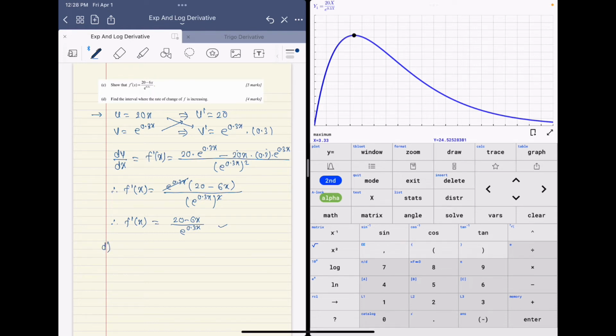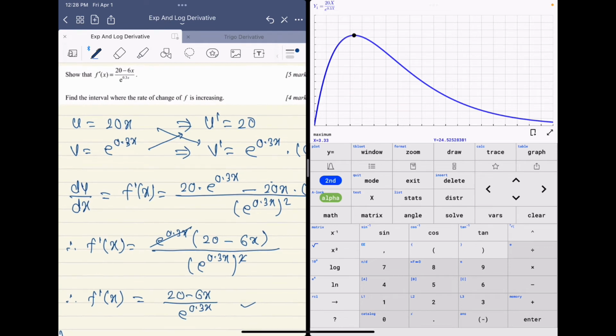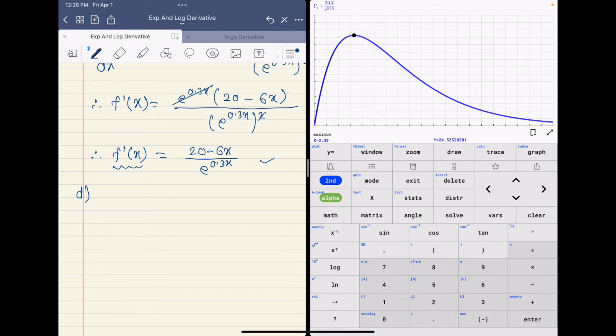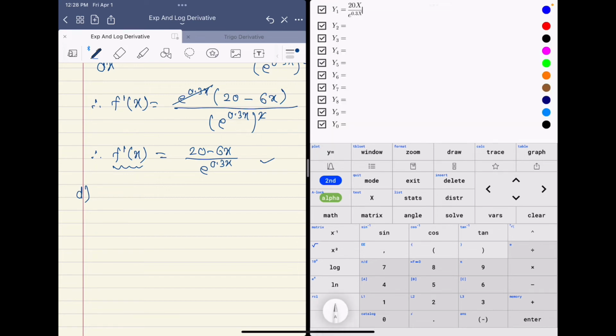D option. Find the interval where the rate of change of f is increasing. Rate of change is basically your derivative. Increasing means you have to type this function on your graph. As it is a paper 2, you can see this graph on your calculator and see from which point to which point it is increasing. So I am going again to graph. I am deleting the old function and typing 20 minus 6x over e raised to 0.3x, keeping the window as it is.